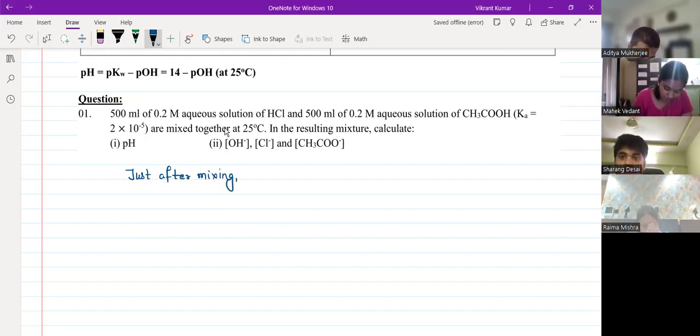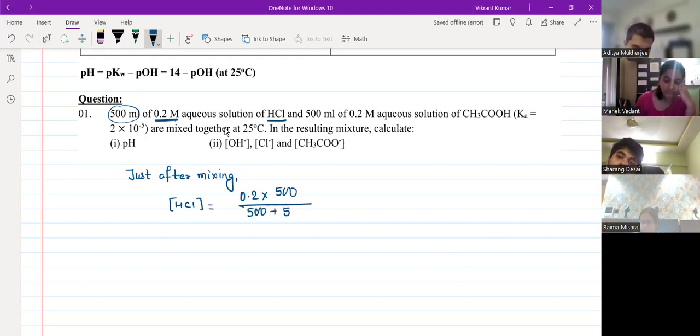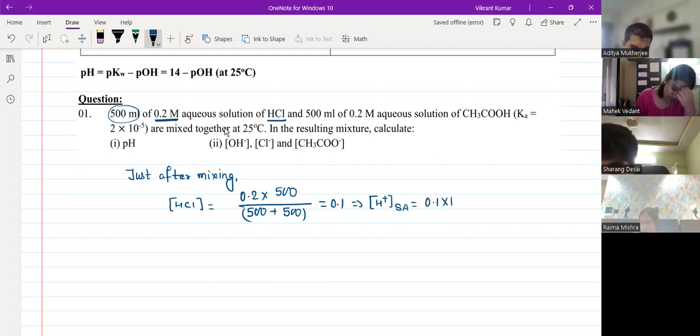Just after mixing, HCl before mixing was 0.2 M, that was in 500 ml. Now the volume is not 500, it has become 500 plus 500. And that's why the millimoles of HCl were 0.2 into 500. Now the total volume is 500 plus 500, and that's why it will become 0.1. And that's why H plus from strong acid after mixing is 0.1 into 1, because each HCl is going to give you 1 H plus. This much I have called C1.